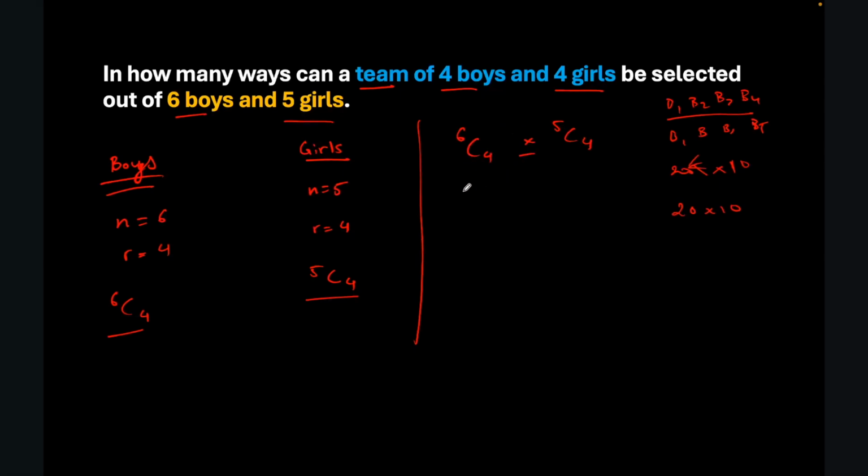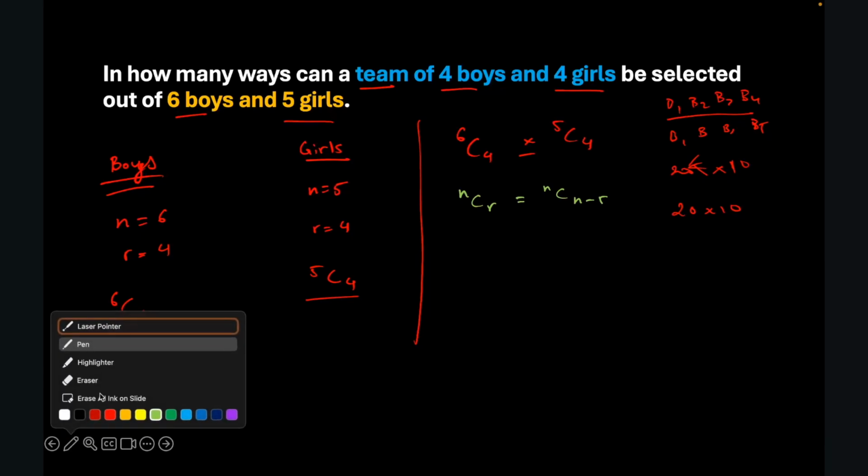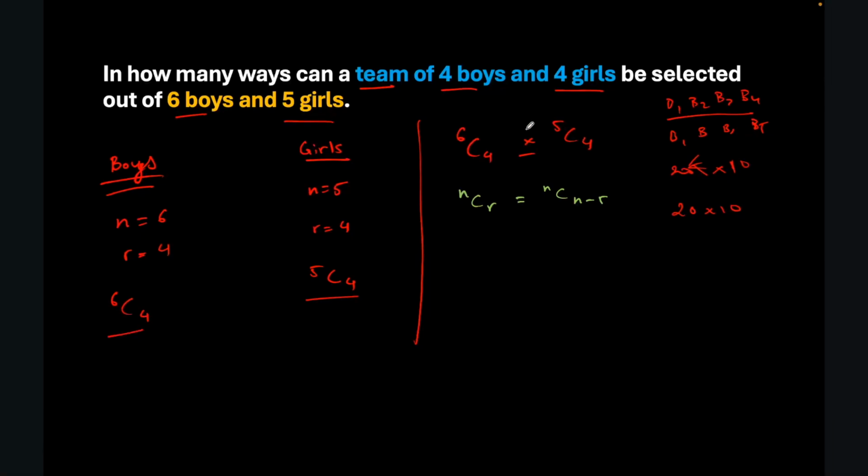So I hope you know this property. If you don't, I'll share it really quickly, and I'll change the color as well. nCr is equal to nC(n minus r). This is derived from Pascal's triangle. If you have studied it, it's great. Otherwise, you can just memorize it. That's not an issue. So if this is in the non-calculator section and I have to solve it really quickly, I can just do 6C2. It's the same thing.